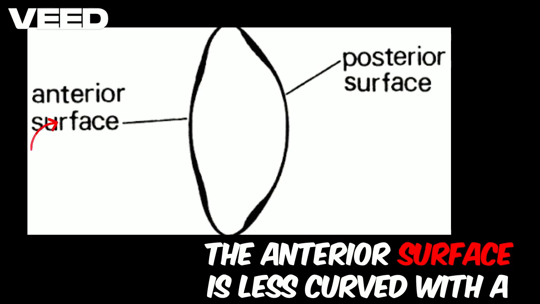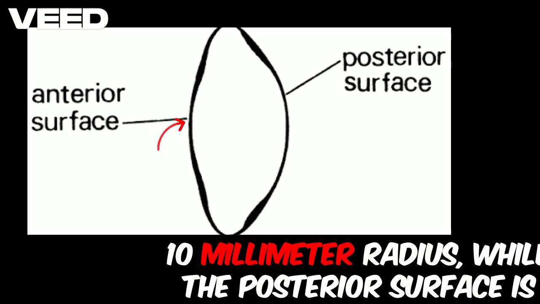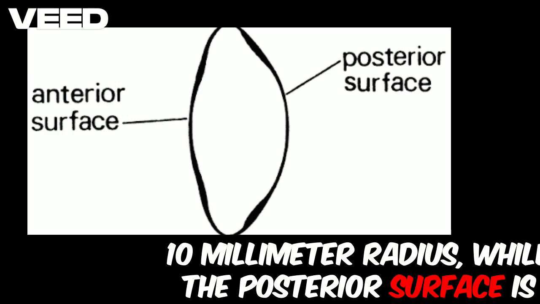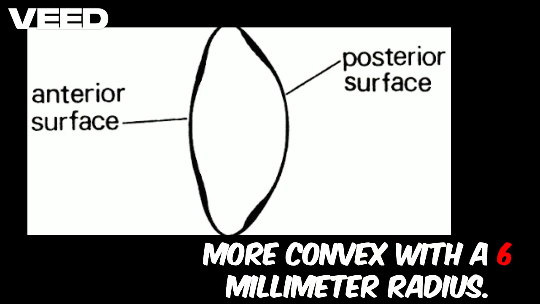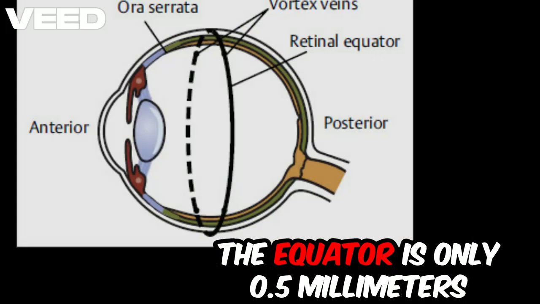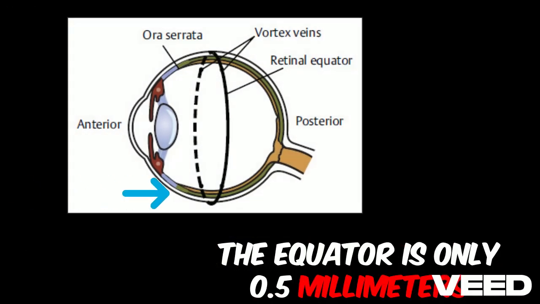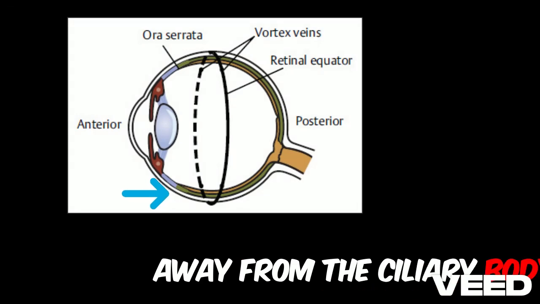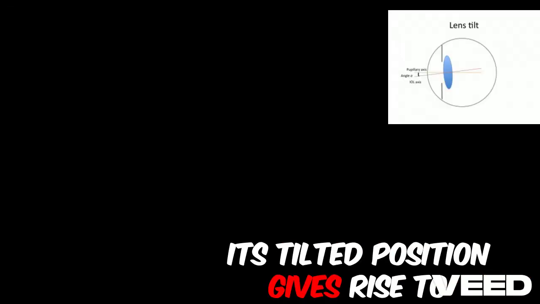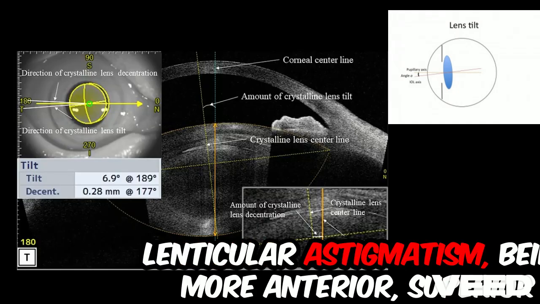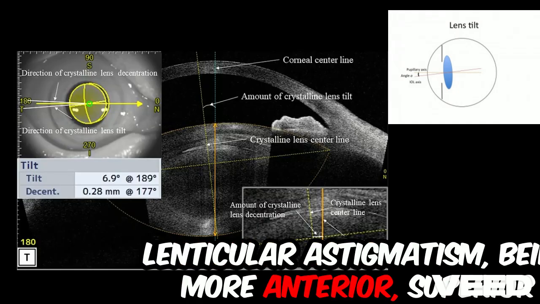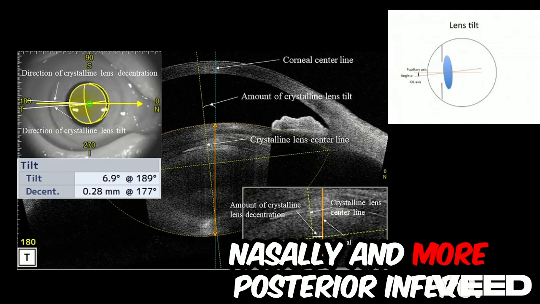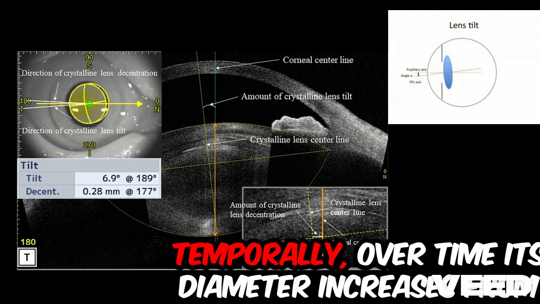The anterior surface is less curved with a 10 mm radius, while the posterior surface is more convex with a 6 mm radius. The equator is only 0.5 millimeters away from the ciliary body. Its tilted position gives rise to lenticular astigmatism, being more anterior superior nasally and more posterior inferotemporally.